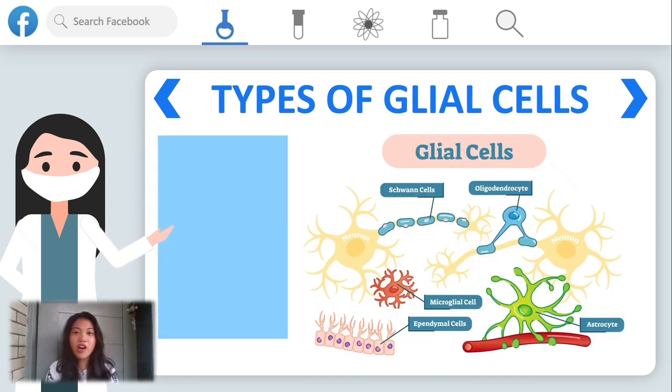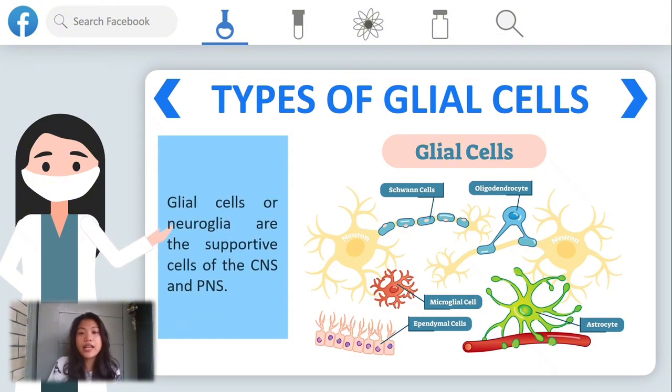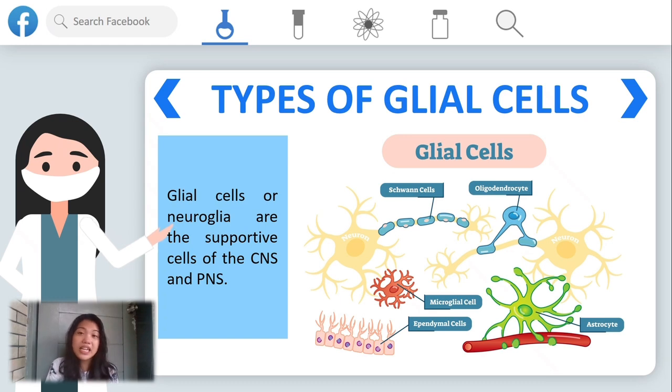Next is the types of glial cells. Glial cells or neuroglia are the supportive cells of the CNS and PNS, meaning these cells do not conduct action potential. Instead, glial cells carry out different activities that enhance neuron function and maintain normal conditions within the nervous tissue.